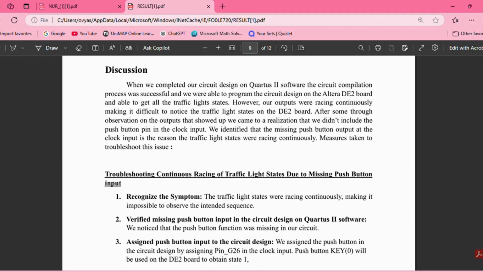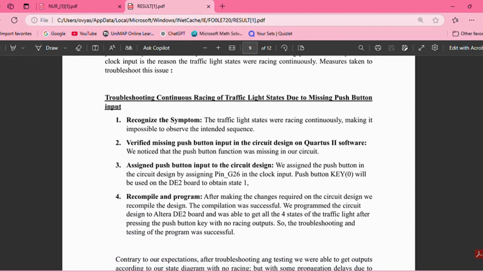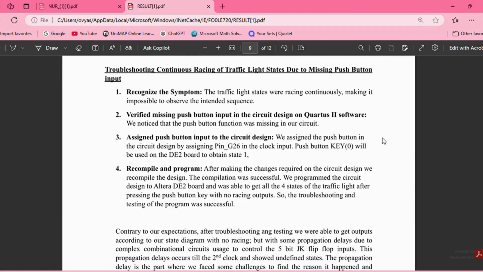After some thorough observation of the outputs that showed up, we came to a realization that we didn't include the push button pin in the clock input. We identified that the missing push button output at the clock input is the reason the traffic light states were racing continuously. Measures taken to troubleshoot these issues are troubleshooting continuous racing of traffic light states due to missing push button input.